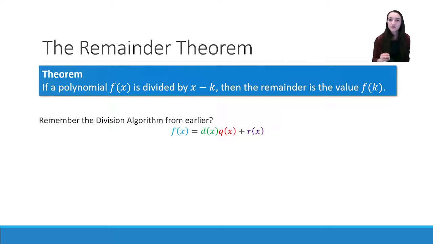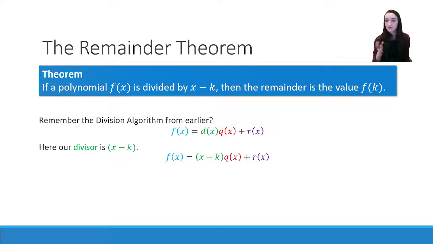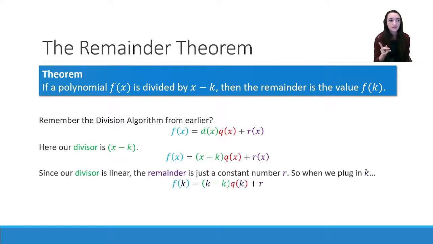Well, again, here's where the division algorithm comes in. So here we have our division algorithm, and let's say our divisor is x minus k, as stated in this theorem. So I'm replacing d of x with x minus k. Then, since our divisor is linear, the remainder is just a constant number, because remember that our remainder always has to be a lower degree than our divisor. So the only thing lower than a linear term, the only thing lower than x, is just the constant number. So it's going to come out as some number r.